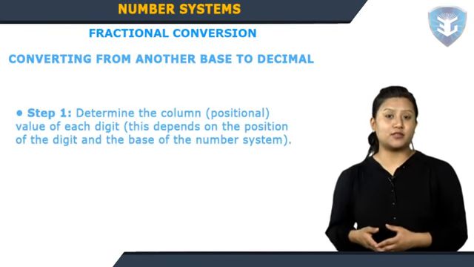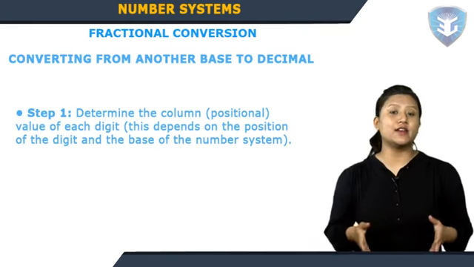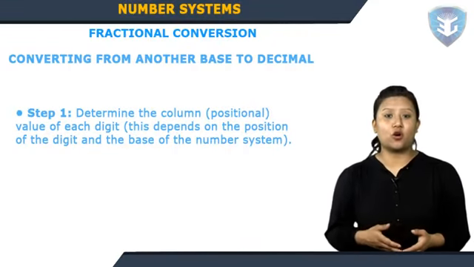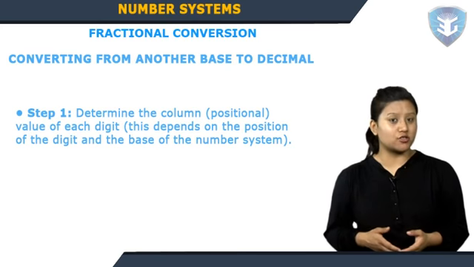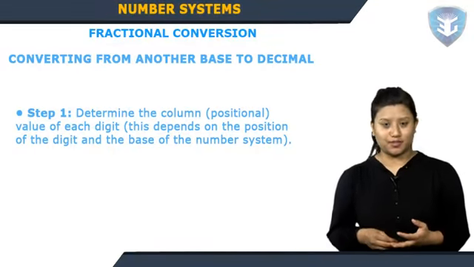Converting from another base to decimal. The following steps are used to convert a number in any other base to a base 10 decimal number. Step 1, you determine the column positional value of each digit. This depends on the position of the digit and the base of the number system.